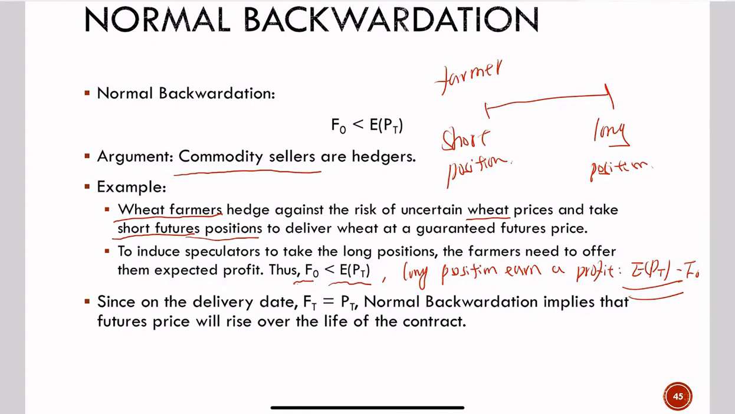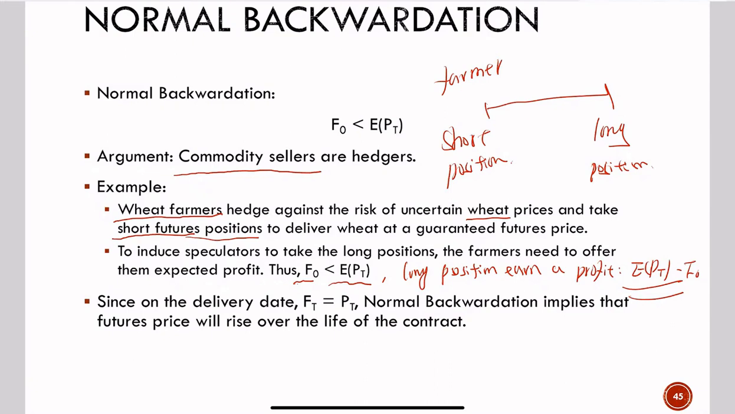So what's the implication here? Obviously, first, the implication is in normal backwardation, long position will earn a profit and short position will suffer a loss. But short position is happy to suffer a loss because we have assumed short positions are hedgers. So they want to hedge against the risk. So they are willing to suffer a loss to remove this uncertainty in future prices.